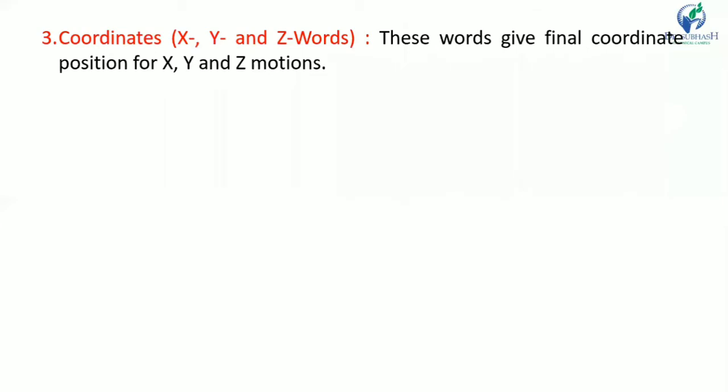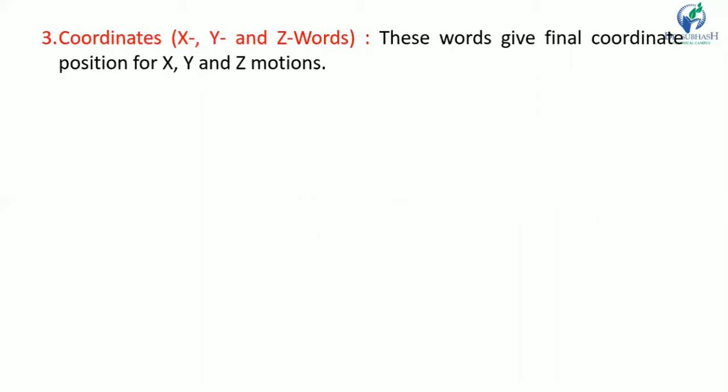Then next one is the coordinates. Coordinates means X, Y, and Z words. Okay, so these words give the final coordinate position for X, Y, and Z motion. Okay, so in a 2-axis CNC system, only 2 coordinate words would be used. Okay, so to specify the angular positions around the 3 coordinate axes, additional words, that is A word and B word are used.